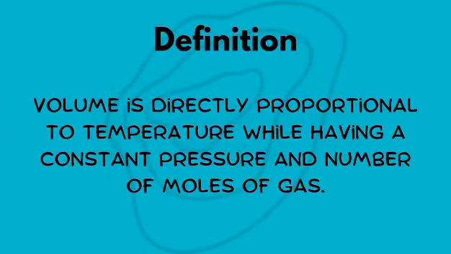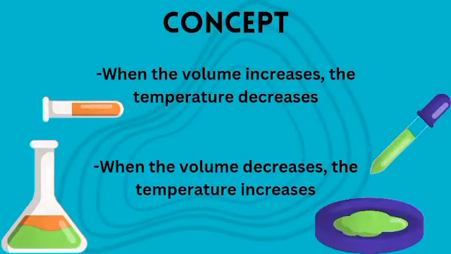Charles's law states that the volume is directly proportional to temperature while having a constant pressure and number of moles of gas. The concept of Charles's law is when the volume increases, the temperature increases, and when the volume decreases, the temperature decreases.